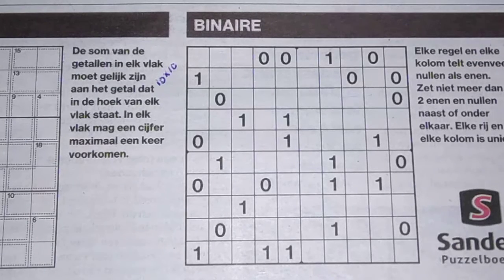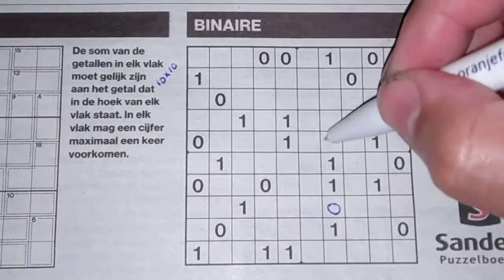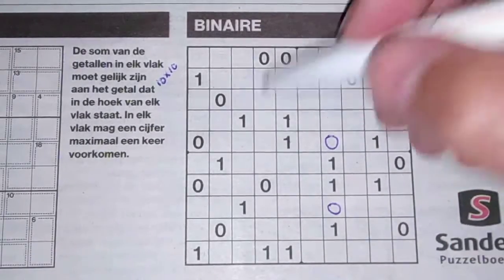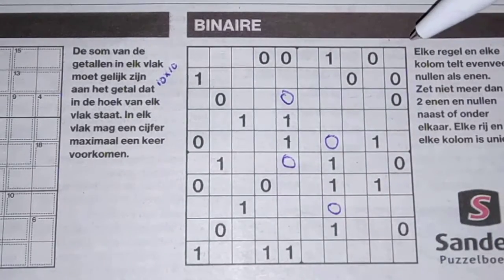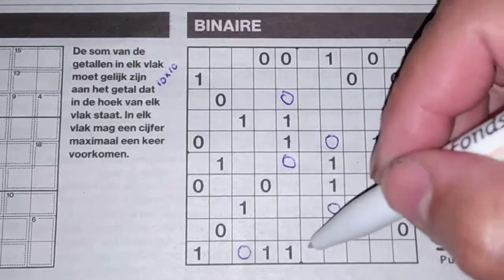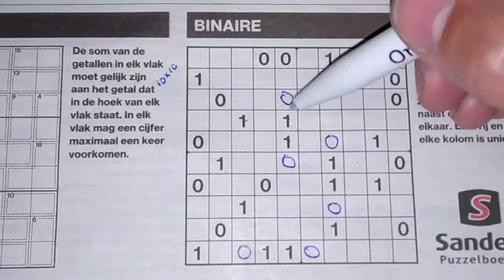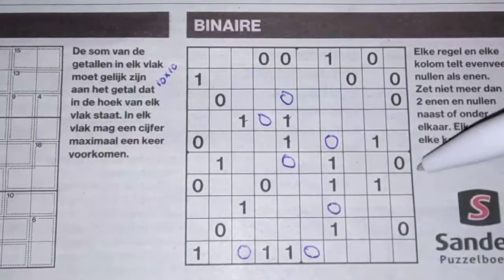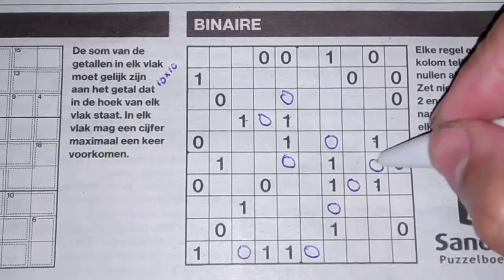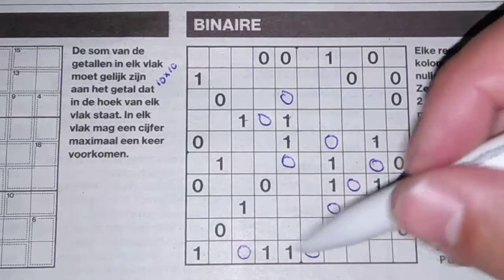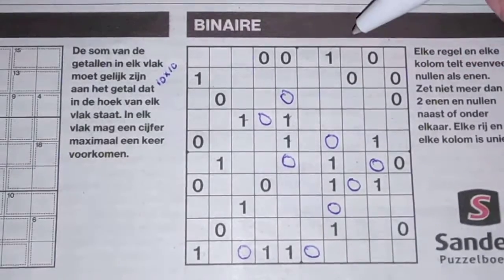Alright. We have here a double 1, here an 0, there an 0. Here also a double 1, here an 0, there an 0. A double 1 here, an 0, there an 0. Between two 1s comes an 0. Alright, then I will continue with the 0s.